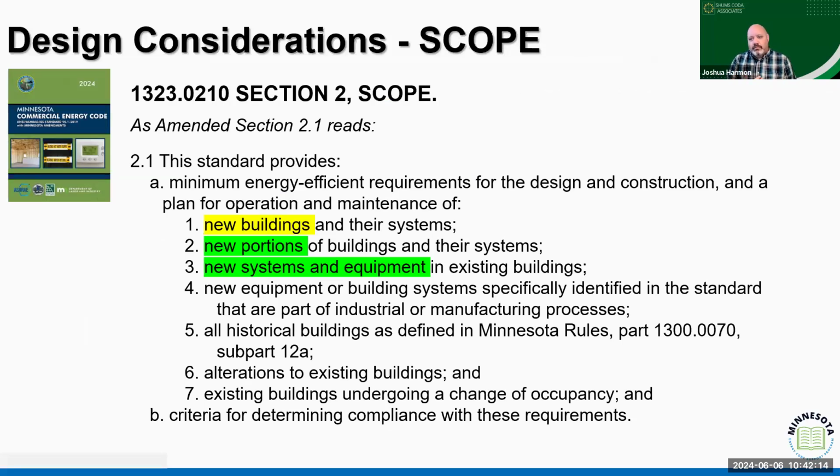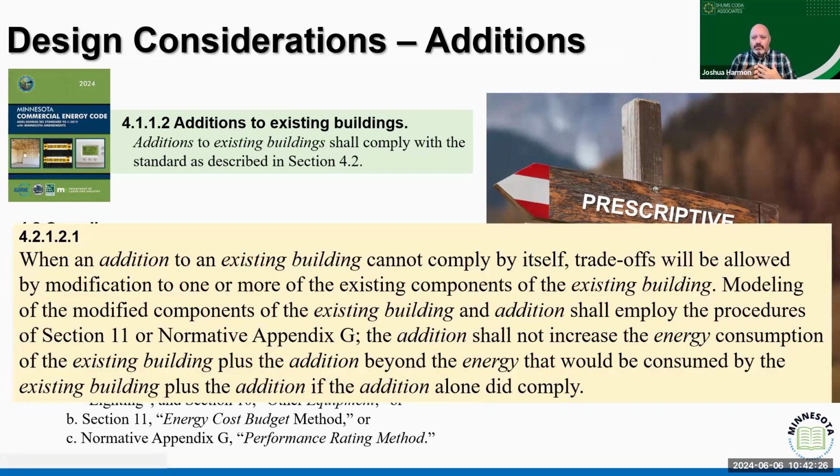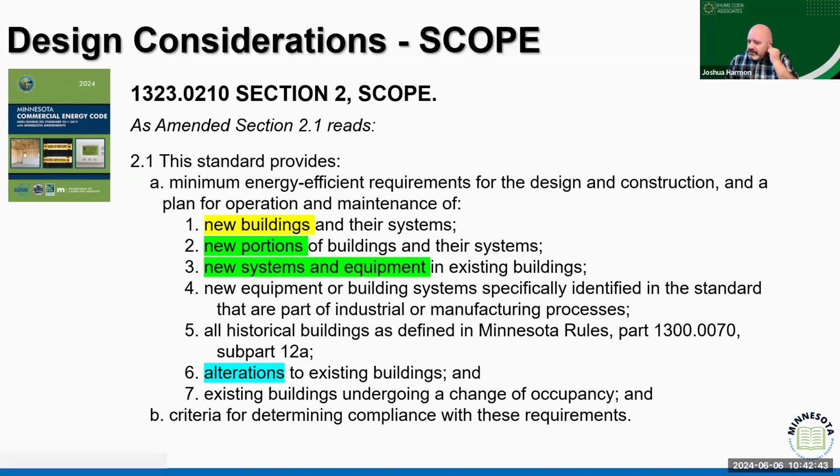The code applies to the new portions, new systems, and equipment that are installed in a potential project. And also, the code addresses the concept of additions to existing buildings. And so if we look at 4.2.1.2.1, it tells us that we can treat those additions and utilize the various compliance paths as well. So again, understanding compliance paths is one of those key concepts. Whether we're talking new buildings, alterations, additions, all those different concepts, we can see where the compliance paths are important to know.